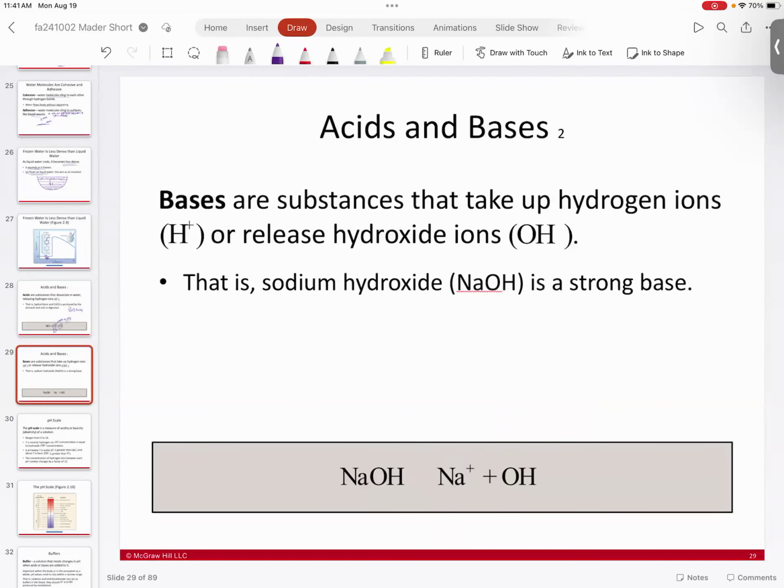When you take a look at bases, they typically will either take up hydrogen ion or they'll release hydroxide ion. For instance, sodium hydroxide is a strong base. So what happens here is these two guys fall apart into your sodium ion and your hydroxide ion, which basically creates a strong base.